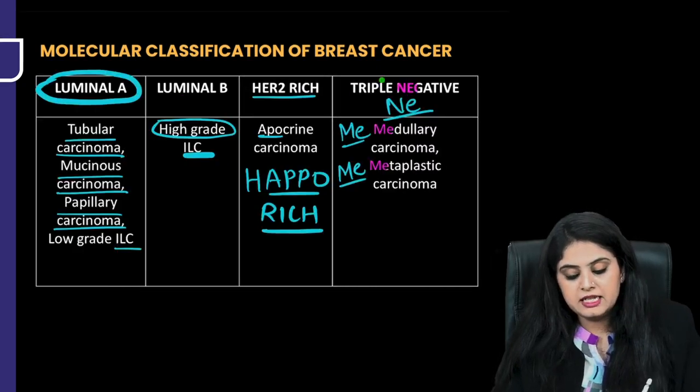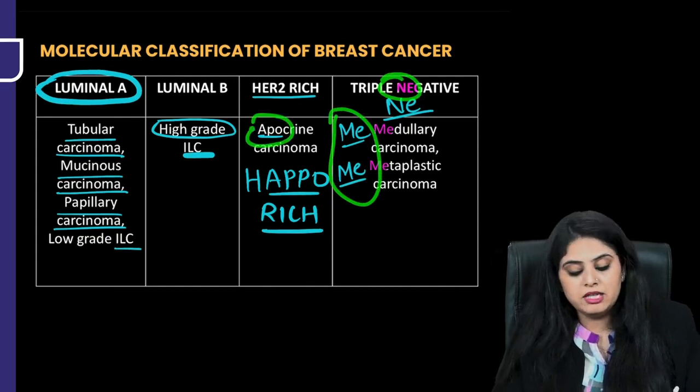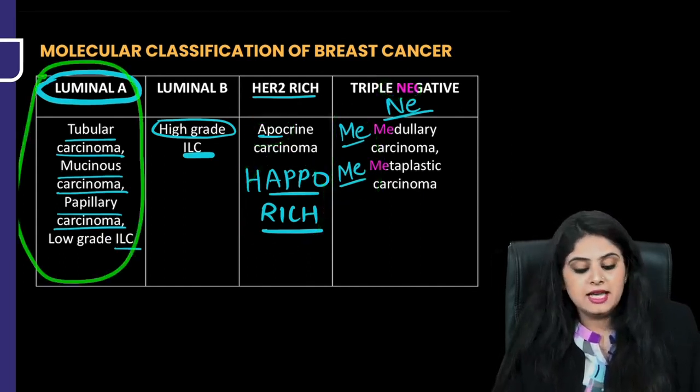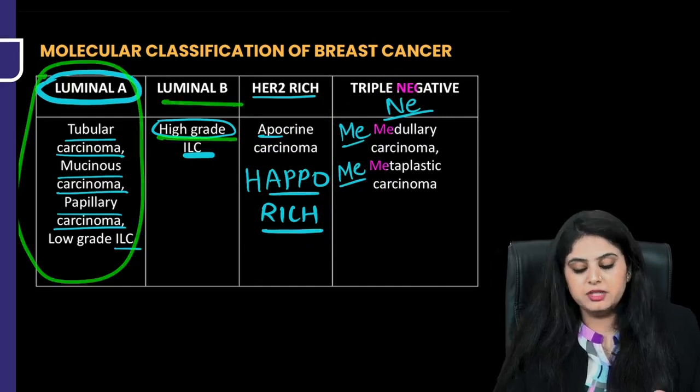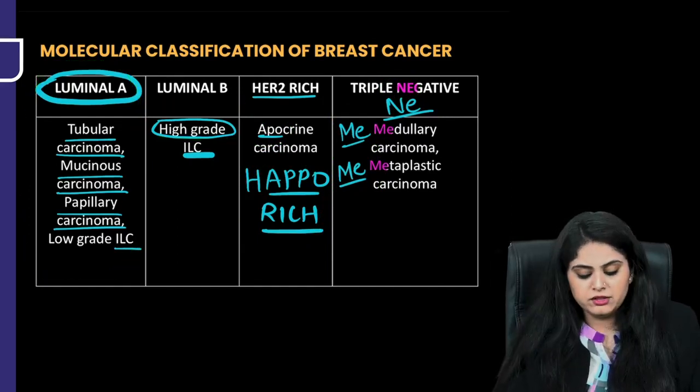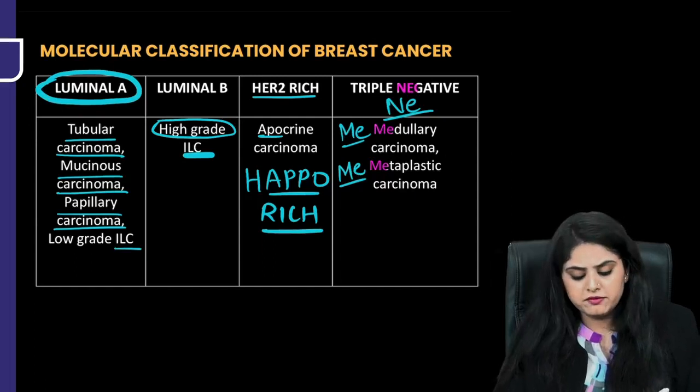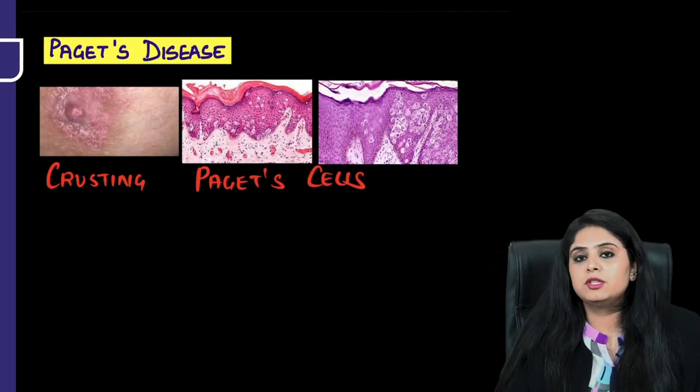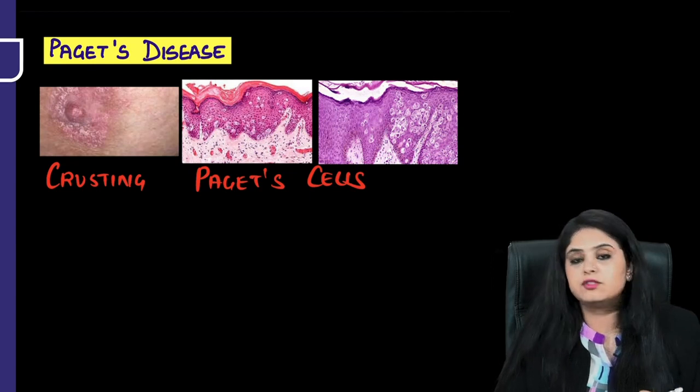Repeating, NE is going to be all ME. Apocrine is happy to be rich, so HER2 rich. Everything else comes under luminal A, and only the high grade things come under luminal B. I hope everyone's okay. This was just a quick overview. Moving on further, just finishing the breast pathology images, and that is going to be the next one.